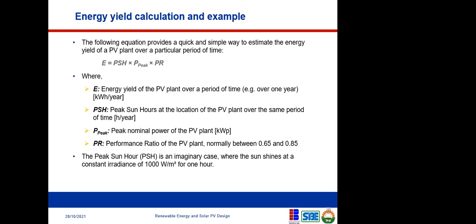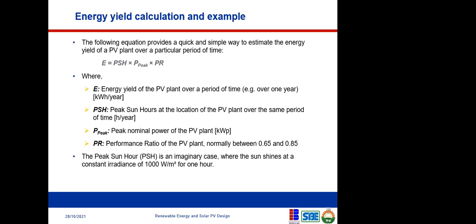So here your E represents the energy yield of the PV plant over a period of time that you want to calculate, maybe 1 year, 1 month, 10 years, whatever it is you want. Then you have your peak sun hour, which we've already explained. Then you have the peak nominal power of the plant. Then you have your performance ratio, which could be between 0.65 and 0.85 or thereabout.